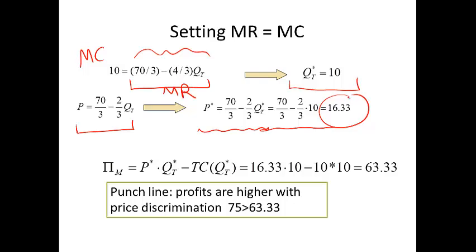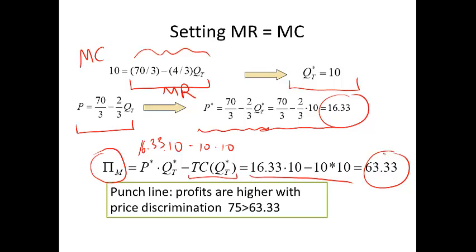Anyways, let's follow along and calculate out the profits. So this is the profits, just regular old monopoly profits when we're just a single price monopolist. So we'll plug in the P that we found here, the 16.33 times the 10, that's 163.3, and minus TC, well, there are 10 units of output here, so this is minus 10 times 10. And what do we get? We get 63.33 as profit.